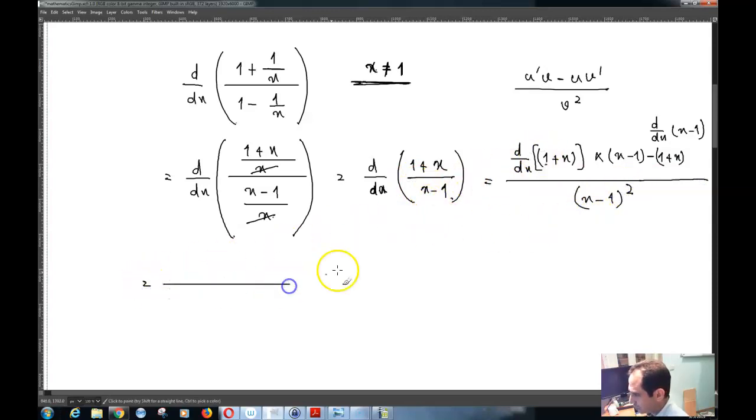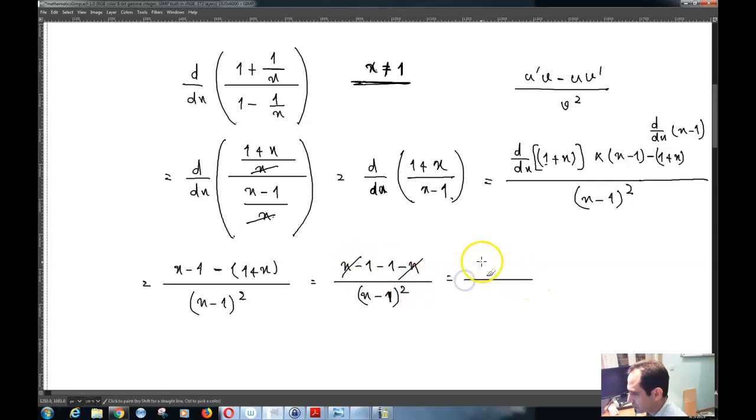Now this is equal to basically 1 times x minus 1, which is x minus 1, minus d by dx of x minus 1, which is 1. So 1 times 1 plus x is 1 plus x, so that's x minus 1 minus 1 minus x over x minus 1 whole squared, which is x and negative x cancel, so that's negative 2 over x minus 1 whole squared. That is the derivative of your function.